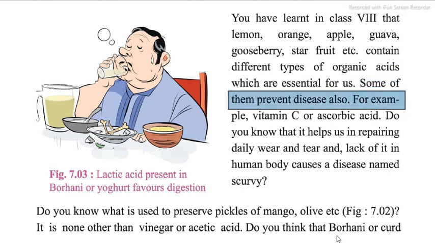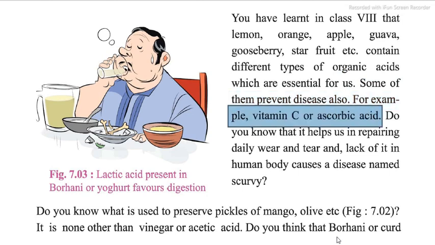Some of them prevent disease also. For example, vitamin C or ascorbic acid. What is vitamin C or ascorbic acid? Vitamin C, also known as ascorbic acid and ascorbate, is a vitamin found in various foods and sold as a dietary supplement. It is used to prevent and treat scurvy. Vitamin C is an essential nutrient involved in the repair of tissue and the enzymatic production of certain neurotransmitters. It also functions as an antioxidant.